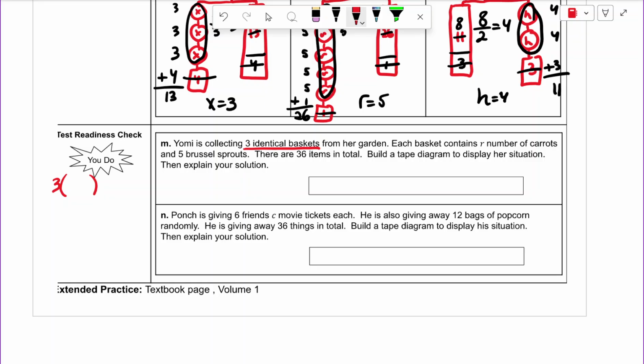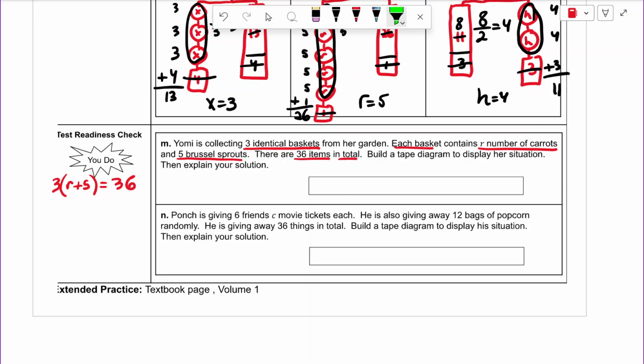What kind of items? Well, it says that each basket contains R number of carrots, so we're going to put R. We don't know how many carrots are in the basket. Plus 5 Brussels sprouts, so we're going to plus 5. And together in all 3 baskets, there are a total of 36 items, so we're going to say equals 36.